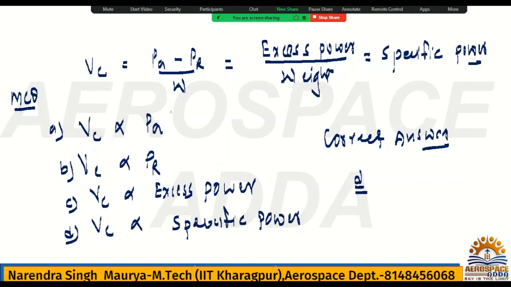For a very heavy aircraft, climbing velocity will be less. For a light aircraft, climbing velocity will be very high. Like a fighter aircraft, within seconds it will reach 10 km altitude. But a passenger aircraft will take a certain time. Yes or no? So the climbing speed depends on the weight of the aircraft. That's the reason fighter aircraft climbing speed is very high: because the aircraft weight is very less. So if you go for option C, that is also wrong, because excess power means you are talking about PA and PR, but you are not talking about weight. But if you say VC is directly proportional to specific power, in the specific power everything is taken: PA, PR, and weight. So what is the correct answer? Option D. This is asked in GATE. Okay, so make a note of it. It is very special, no?